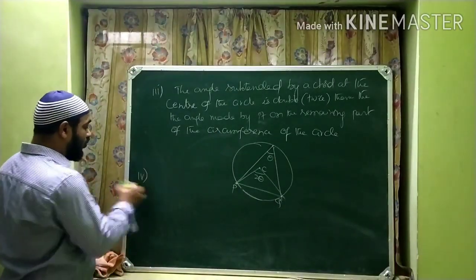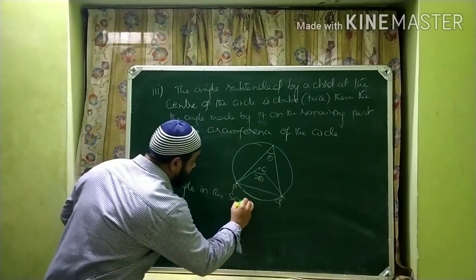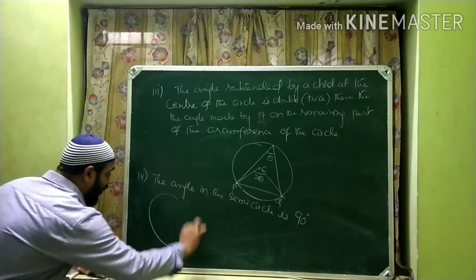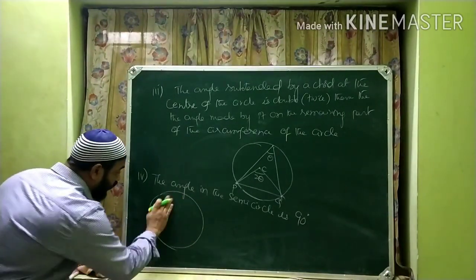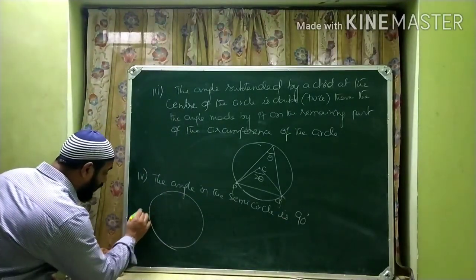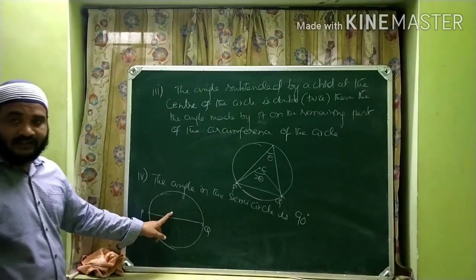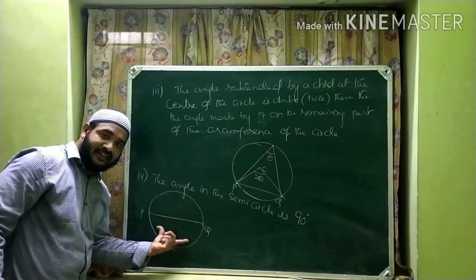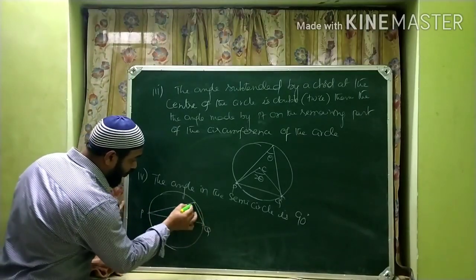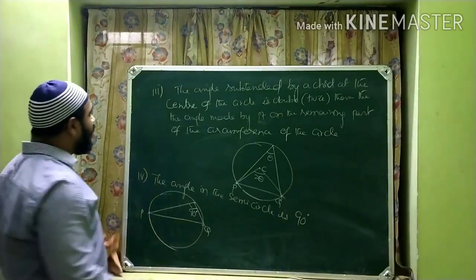And what is the fourth point? The angle in the semicircle is how much? 90 degrees. That means if you take the circle like this, the angle in the semicircle is 90 degrees. So this is PQ. This is the diameter, and this is the semicircle, and this is another semicircle. If you take any point here, for example, and if I join this, how much will it be? It will be 90 degrees. All this we have discussed before. And what is the fifth one?